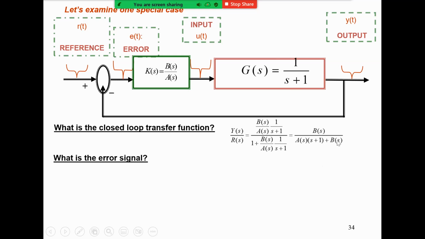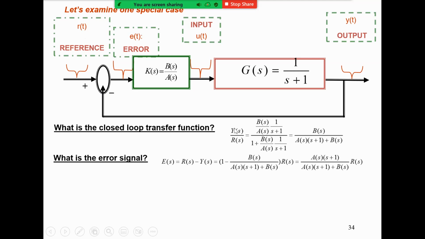We can design A and B. Of course, we are going to design our A and B to make it stable, so all the roots of this denominator will be in the left half of the plane, with negative real parts. Now let's try to compute the error signal, E. We know E is just R, the reference signal, minus the output.